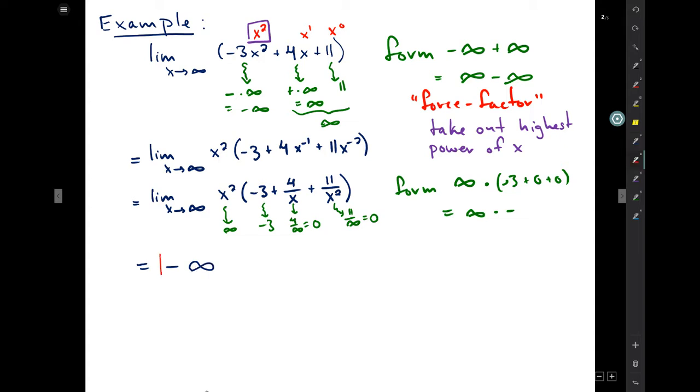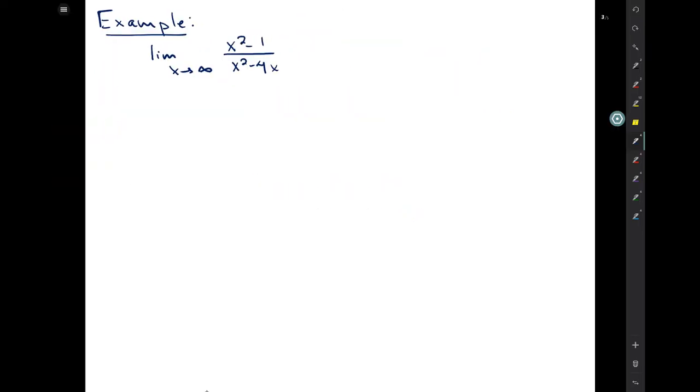And so my overall answer of what wins? Well, the highest power of x wins. That minus 3 makes it negative, and then the highest power of x takes over. But we don't see that until we force factor this, and we turn it into an expression where I can say, oh yeah, I know that. That's a big number times a negative number. That's a negative really big number. Okay, so this is a method that works really, really well for infinity minus infinity. Let's look at another limit.